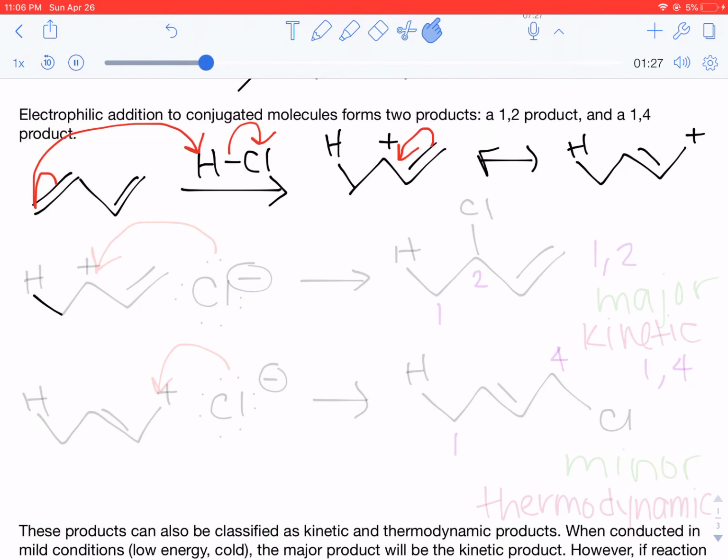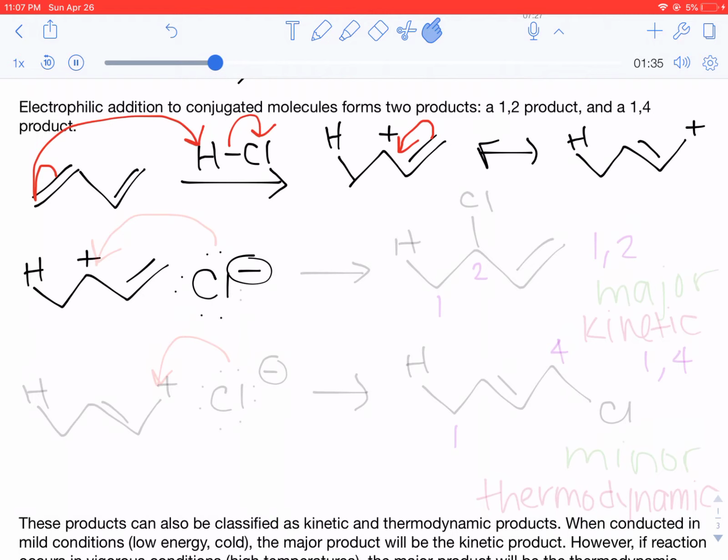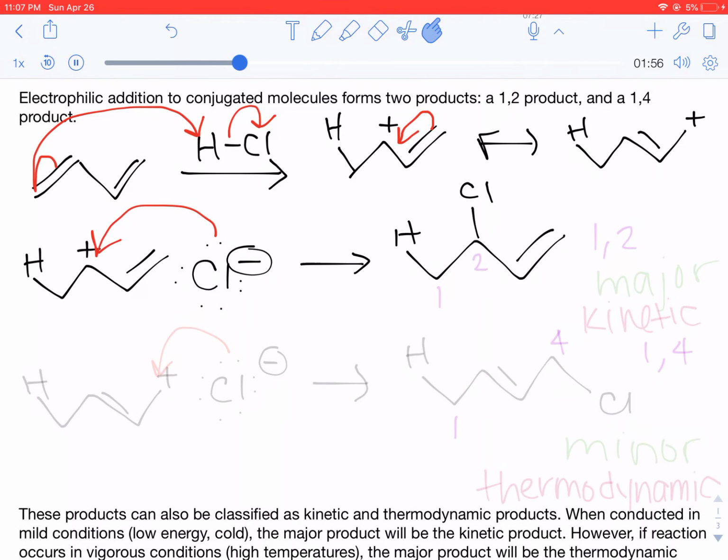Now, each of these molecules can react with the chloride ion. Starting with the first carbocation, the electrons from the chlorine will add to the positively charged carbon, forming this product. This would be considered the 1,2 product because, as you can see, the hydrogen has added to the first carbon and the chlorine has added to the second carbon.